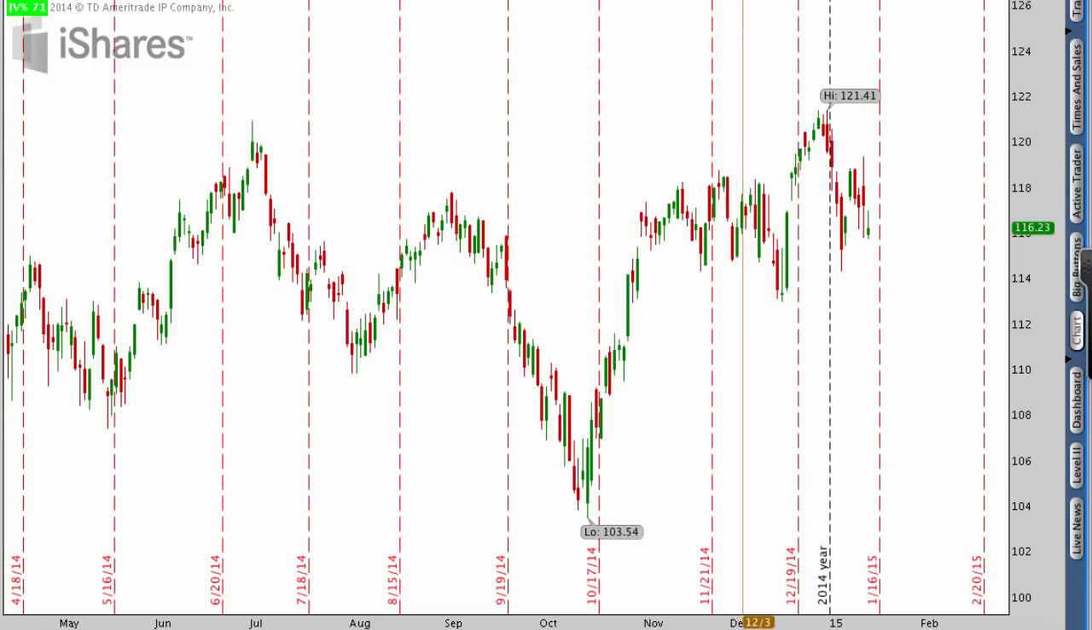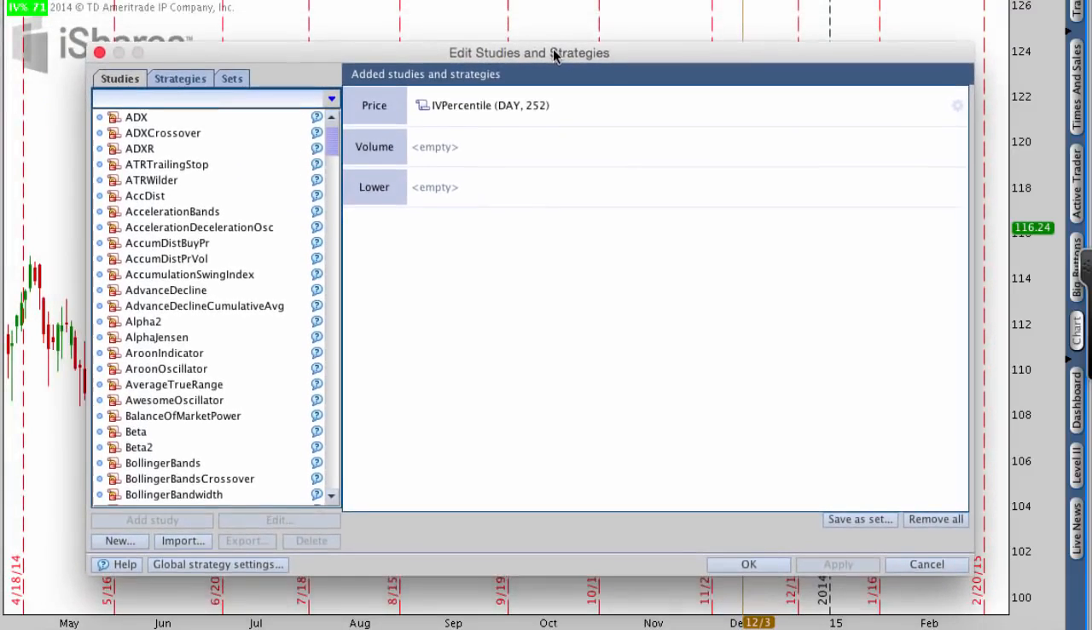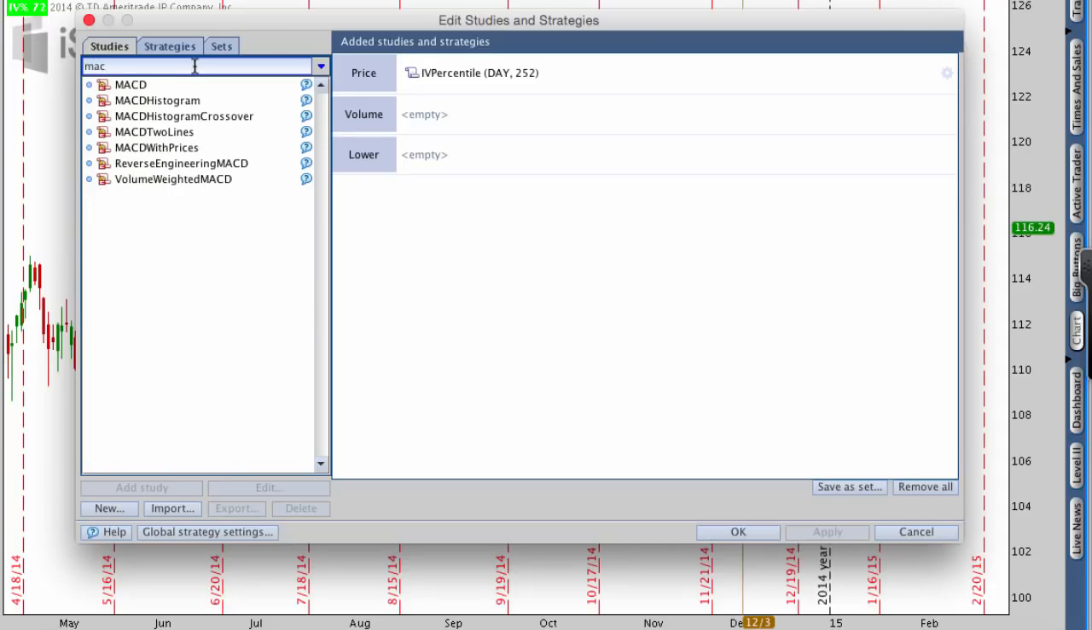So what I want to do first is go up to where it says studies, and I want to edit studies. You can see there's no studies on here right now, but I'm going to add a study. So on the left, I'm just going to search for the first one, which is MACD. I want to use MACD 2 lines. There's a bunch of different ones you can use: histogram, crossover, 2 lines, just regular MACD, but I like to use 2 lines.